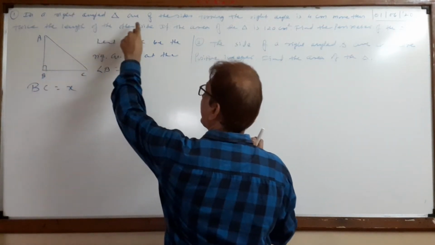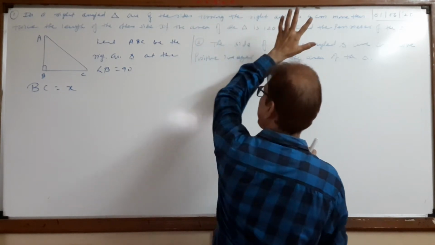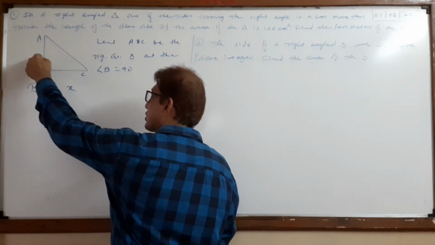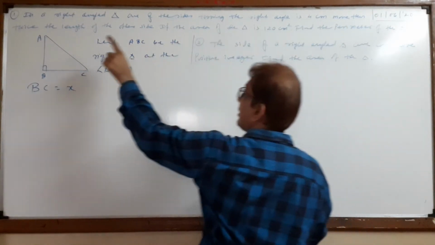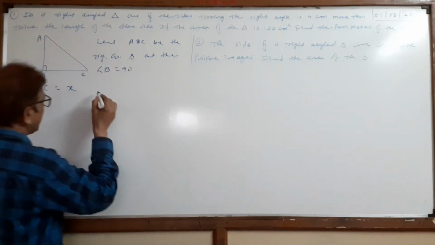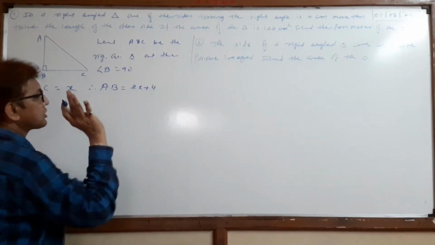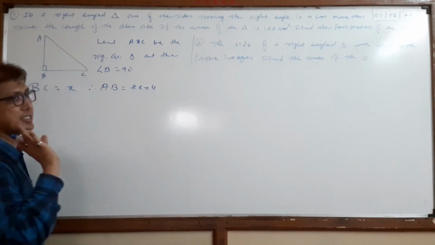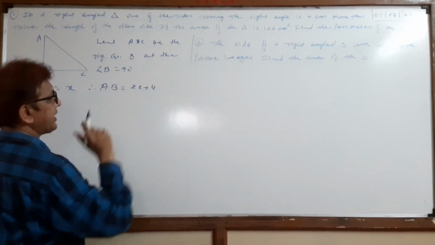In a right angle triangle, one of the sides forming the right angle is 4 centimeter more than twice the length of the other side. Now here we write AB. AB is 4 centimeter more than twice the length of BC. Therefore, AB equal to 2x plus 4. Clear? Okay. Now our area is 120 centimeter square.